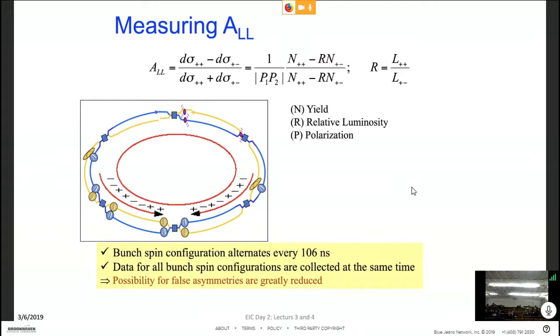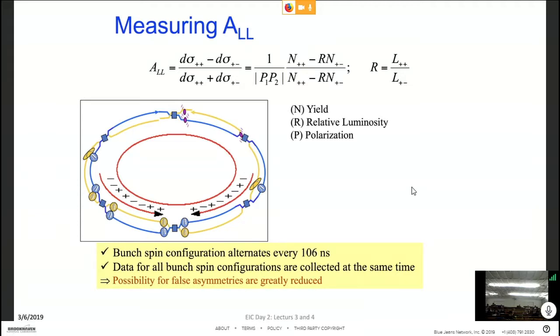For spin experiments, I told you it's very, very important to measure these cross sections, plus and minus. Now we have the polarization of the proton acting as the dilution, because we don't have 100% polarized beams. So we have 1 over P1 P2, the two polarizations. And then we have this correction factor R, which is the luminosity up over luminosity down, or parallel versus anti-parallel. Remember, those differences at the physics level are what we are looking for.